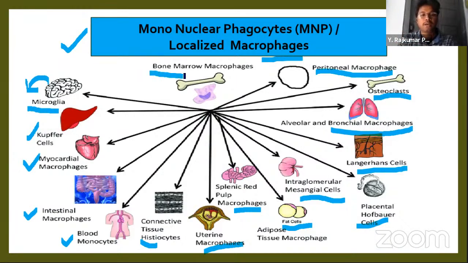Next, bone marrow macrophages are located in the bone marrow. These all are localized phagocytes, which help to destroy the microorganisms which reach the tissue level.